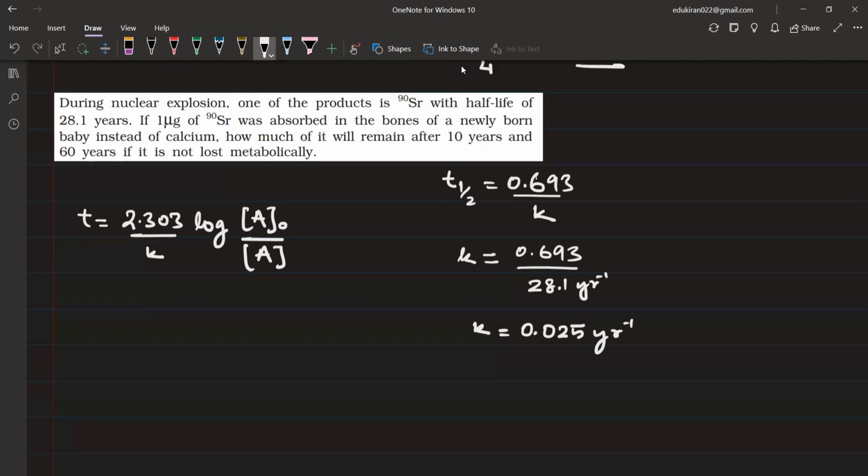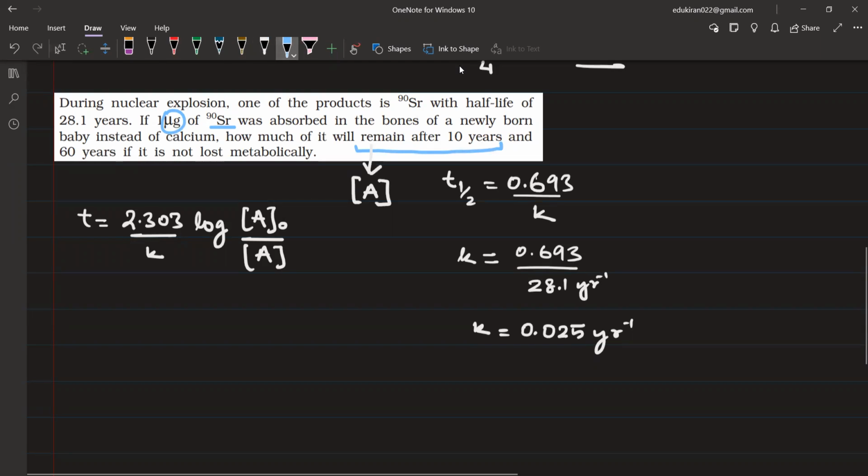Now, if you see here, they are saying that 1 microgram of strontium was absorbed by the bones of a newly born baby instead of calcium, okay? How much of it will remain? So what they are asking is, how much of it will remain after 10 years? That means they're asking how much A will be remaining after 10 years.